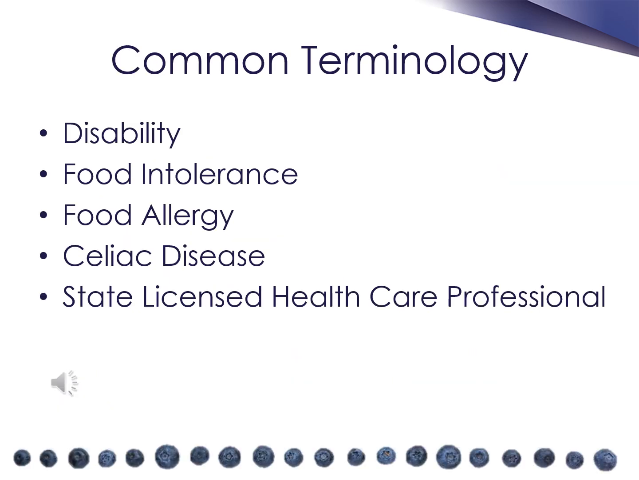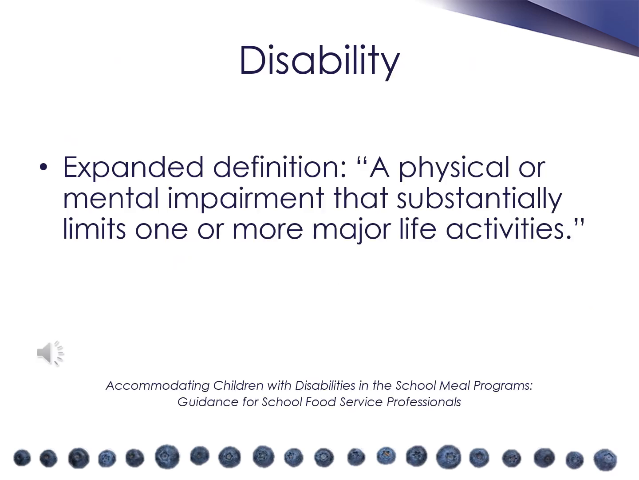When it comes to meal modification requests, there is some language to familiarize yourself with. Over the next few slides, I will be discussing these 5 terms and phrases found on this slide. The first term is disability. Disability is defined as a physical or mental impairment that substantially limits one or more major life activities. With this expanded definition, more meal accommodations can be made. Even episodic disabilities or those that occur occasionally and at irregular intervals are considered disabilities.